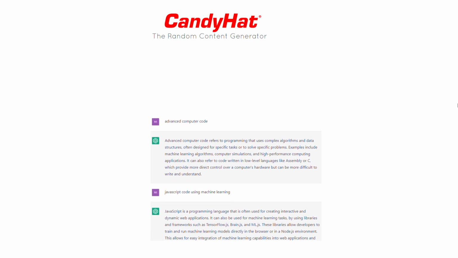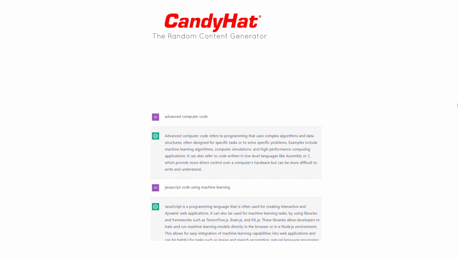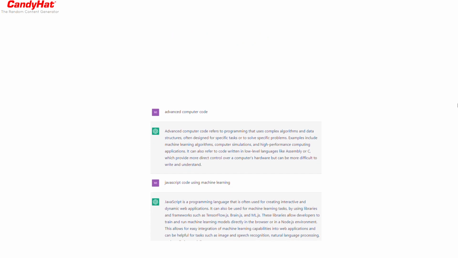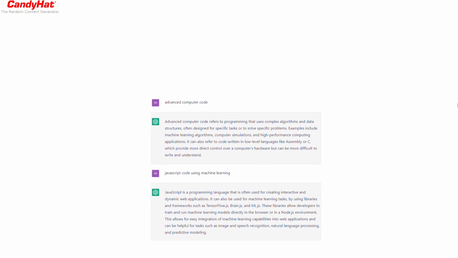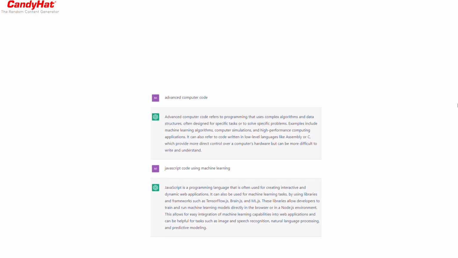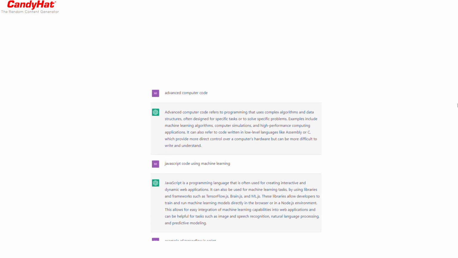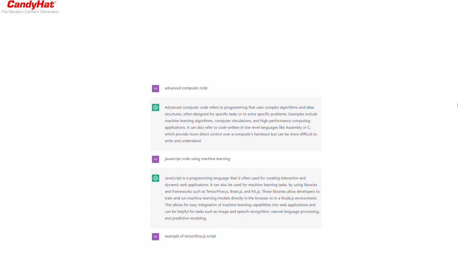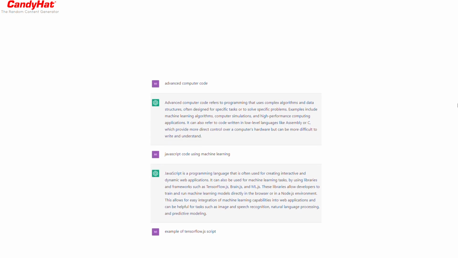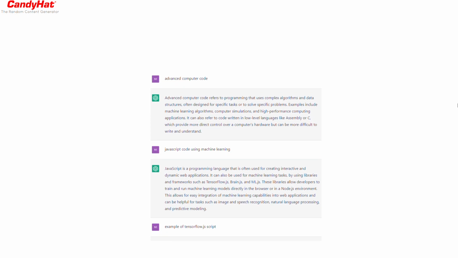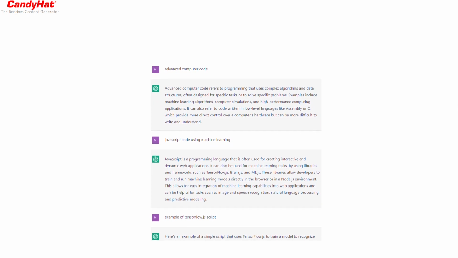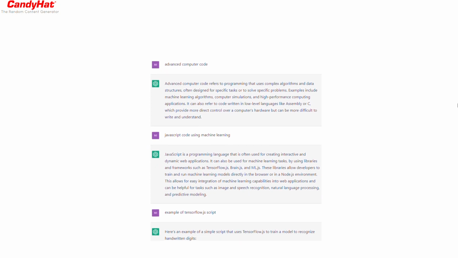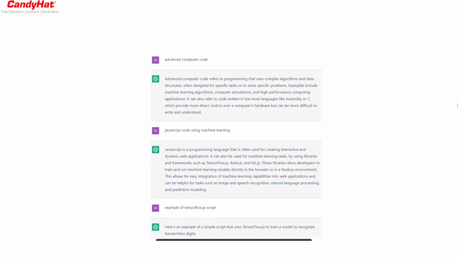Advanced computer code refers to programming that uses complex algorithms and data structures, often designed for specific tasks or to solve specific problems. Examples include machine learning algorithms, computer simulations, and high-performance computing applications. It can also refer to code written in low-level languages like assembly or C, which provide more direct control over a computer's hardware but can be more difficult to write and understand.